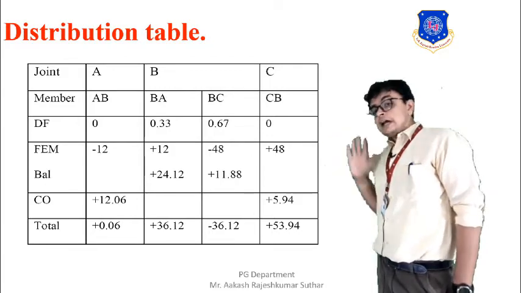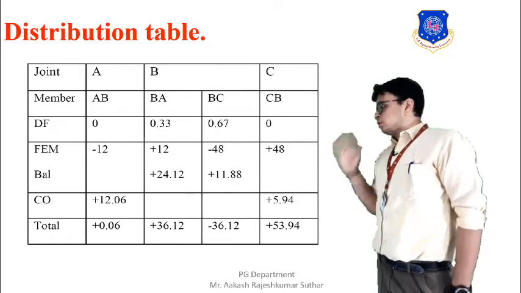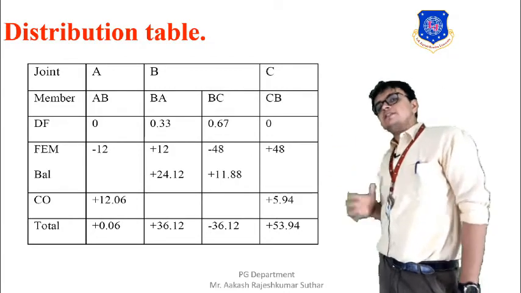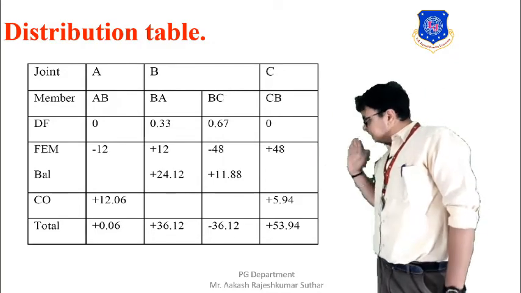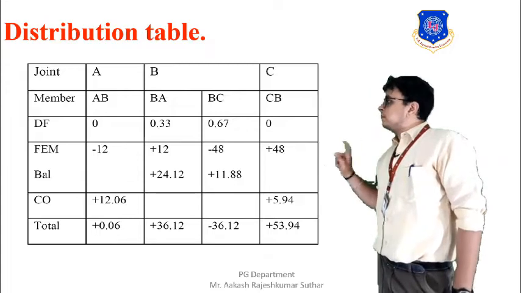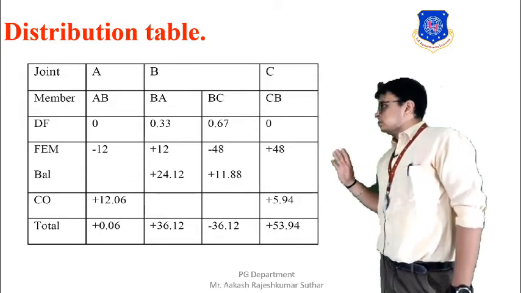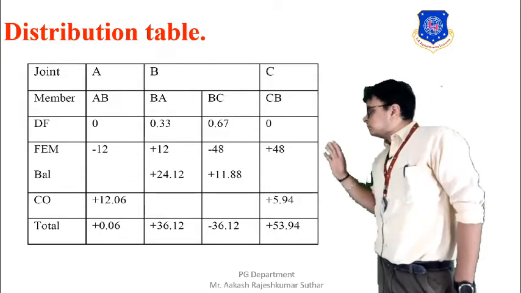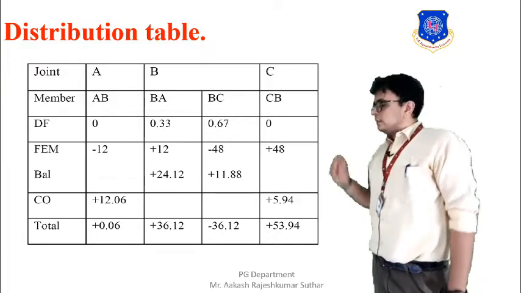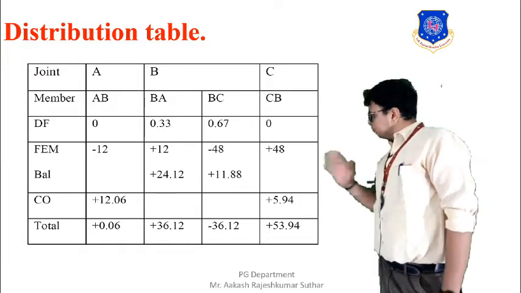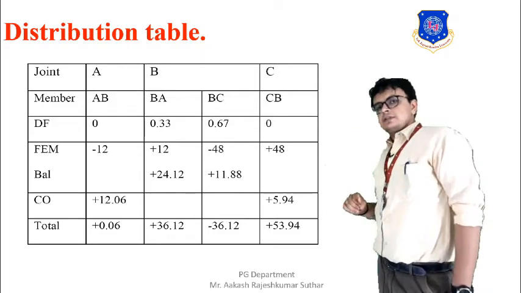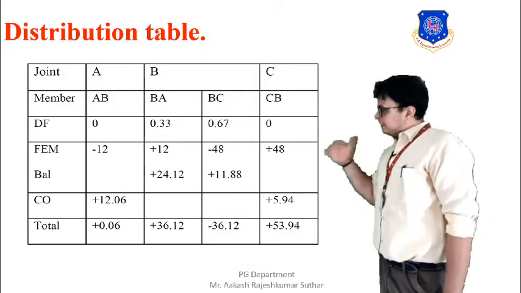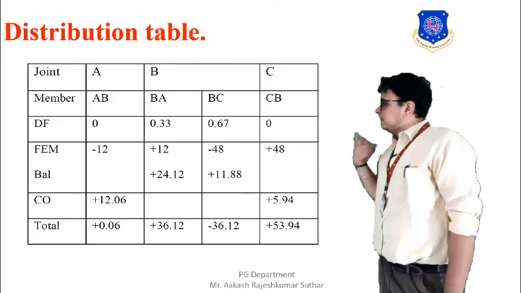Okay, we are now at joint B only, because B is the only joint to which members are being connected. At joint A and at joint C, there is only one member, there is no other member. So there the carryover process will not take place. The carryover distribution will only take place at joint B.